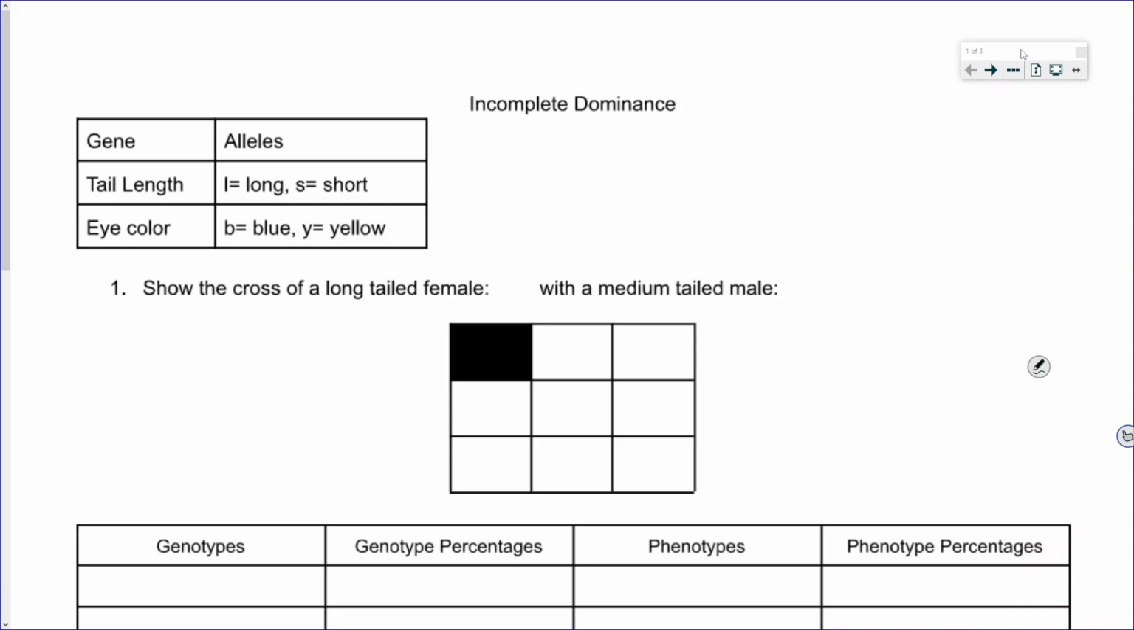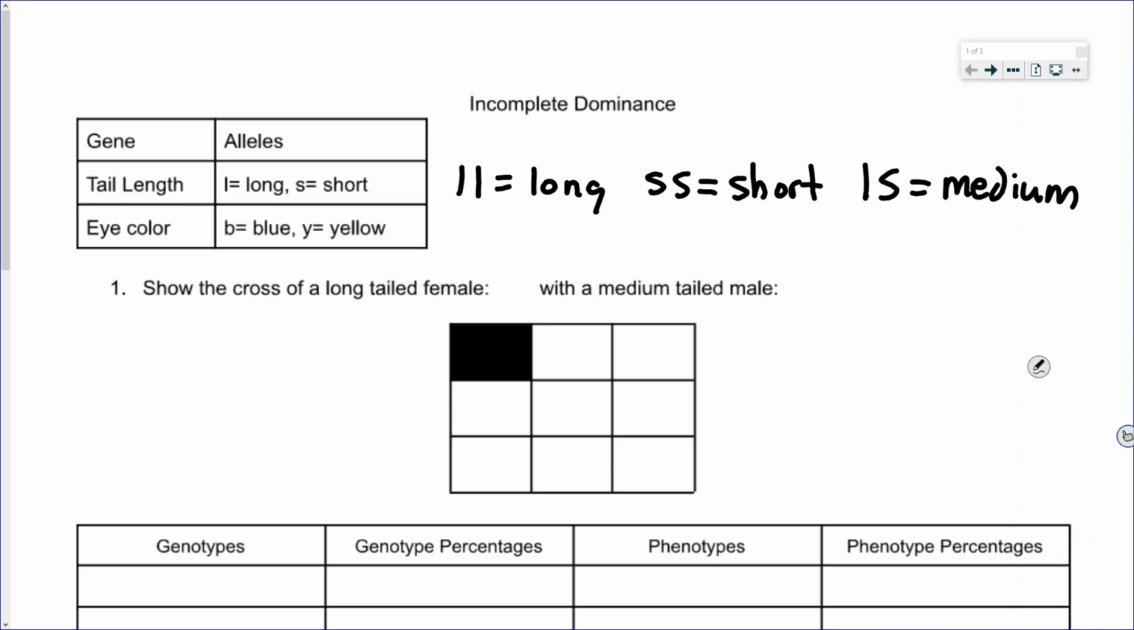So for example, if we're looking at tail length, the first genotype that's possible is LL, and that would give a long tail. Another genotype that's possible would be SS, and that would give a short tail. And then the final genotype that's possible is LS, and then we combine those together to form an intermediate, which would then be a medium length tail. And the same would be true for our other eye color, blue versus yellow and then green.